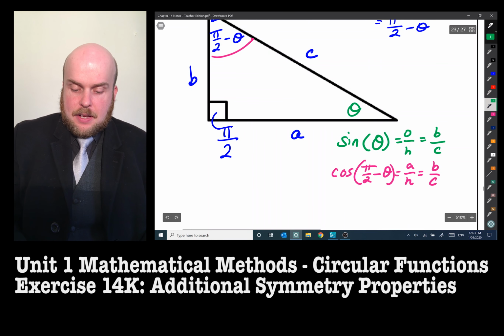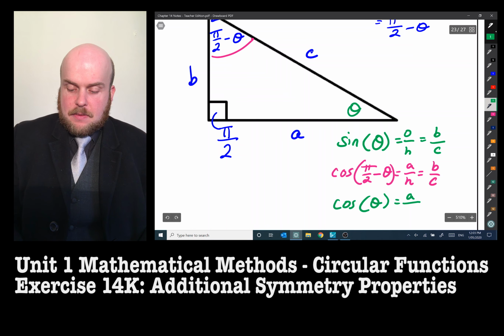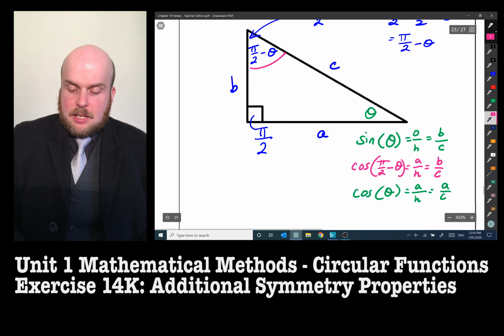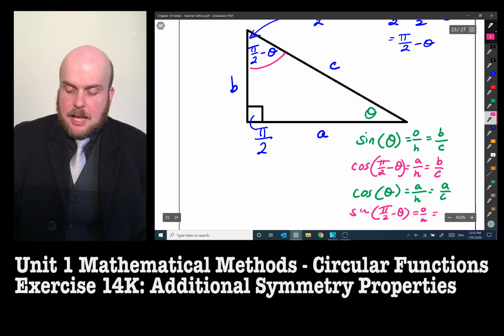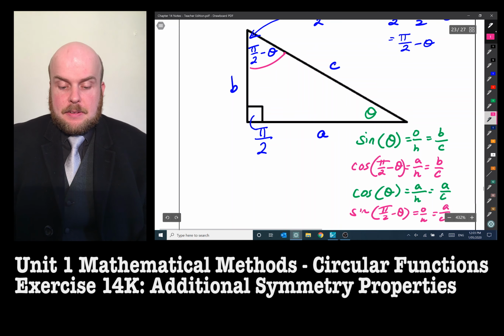If I have cos of the angle, well, that's equal to adjacent over hypotenuse, so that's going to be A over C. And using that same logic, sine of pi over 2 take away theta, well, that's equal to opposite over hypotenuse, and that's also equal to A over C. So therefore, those are equal to each other.